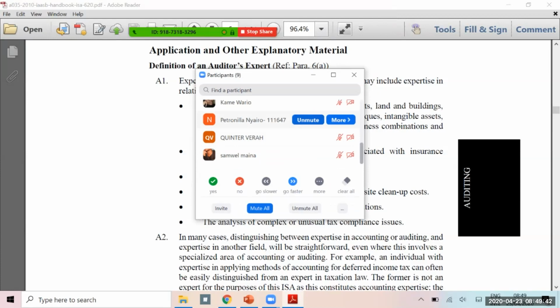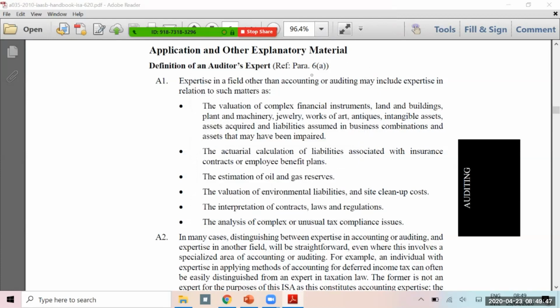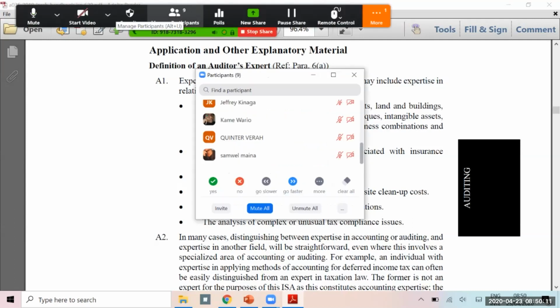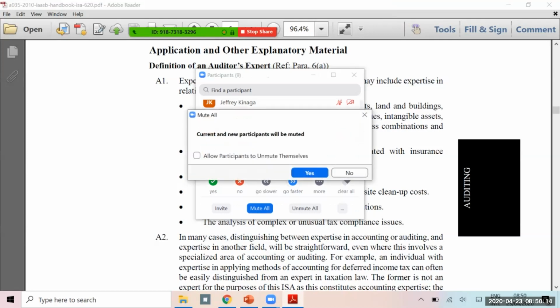Petronila, who do you think is going to be the expert who is going to tell you the amount of oil and gas reserves that are under the ground? I'm assuming that you're auditing a client who is involved in mining. A mining expert. I don't think it will be a mining expert. Is this such a profession? I'm not sure. Okay, let me ask someone else.